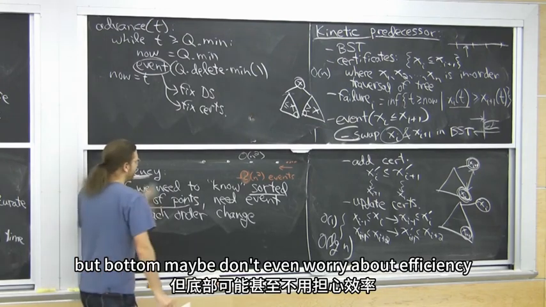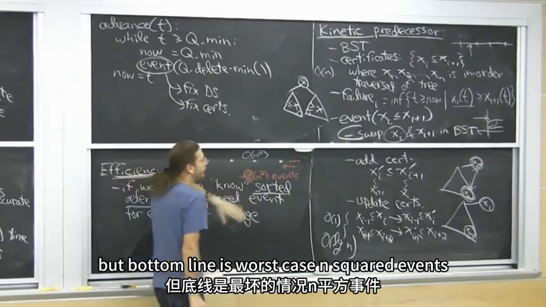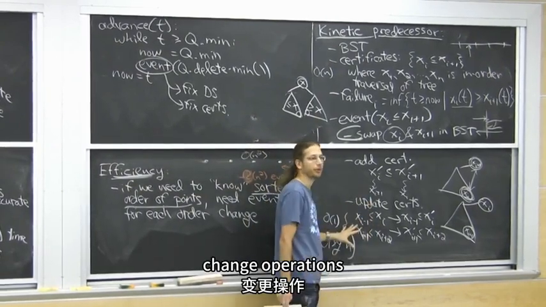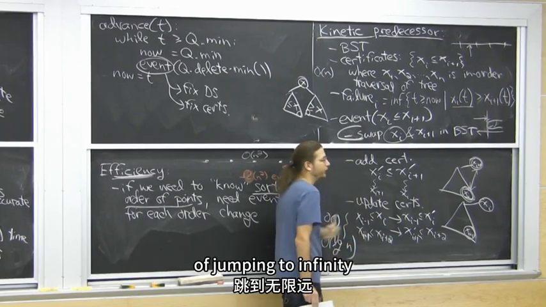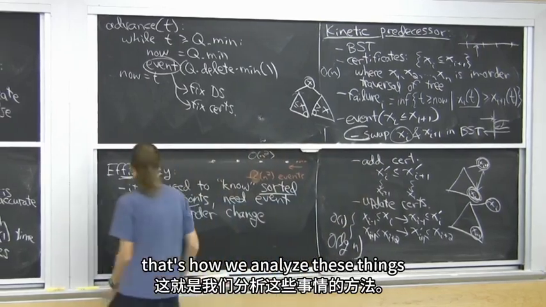But maybe don't even worry about efficiency. What does a lower bound mean? But bottom line is worst case n squared events if there are no change operations. Okay, so you can think of the running time, if you want, of jumping to infinity is order n squared in the worst case. That's how we analyze these things.